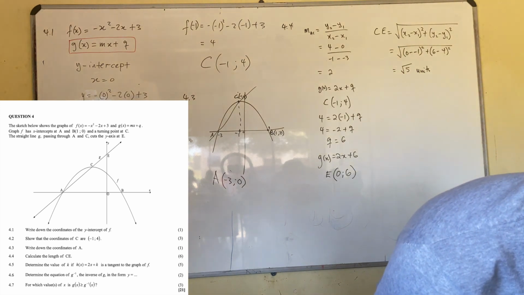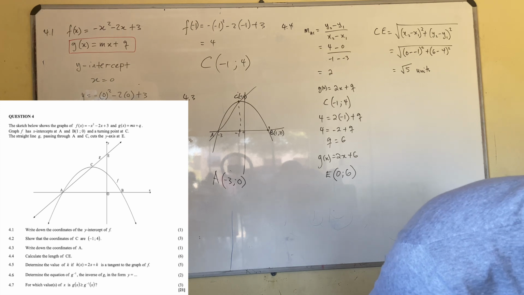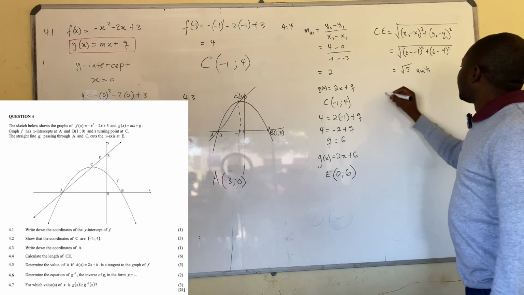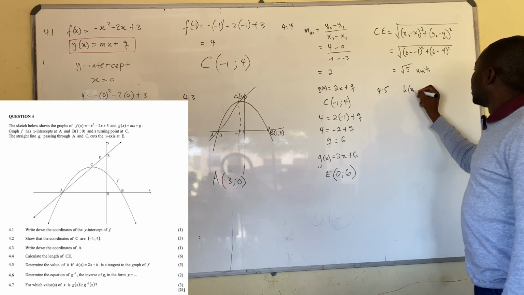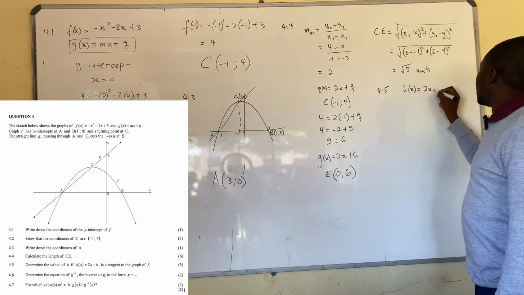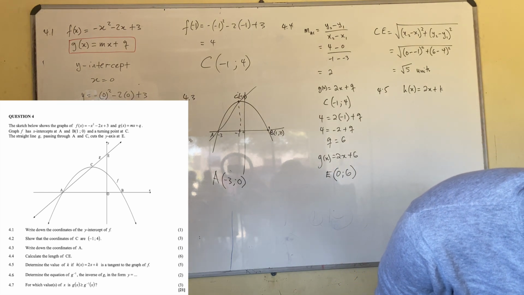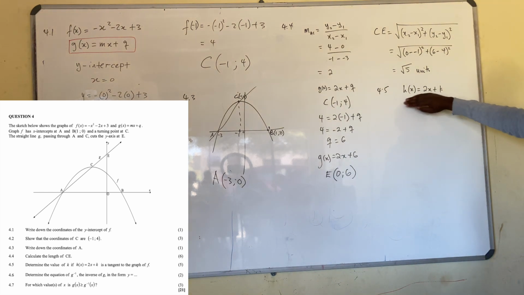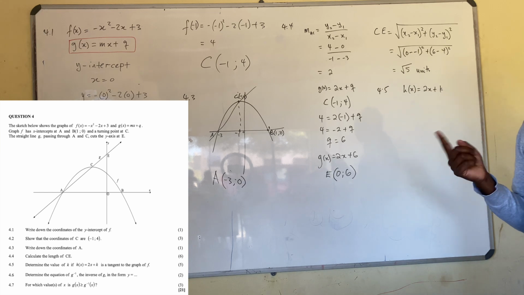Fantastic. So the next one is: determine the value of k if h of x is 2x plus k. That's 4.5. You want the value of k if h of x is 2x plus k, is a tangent to the graph of f. So we want to find h of x where h of x is equal to 2x plus k, but we also know that h is a tangent to f, right?